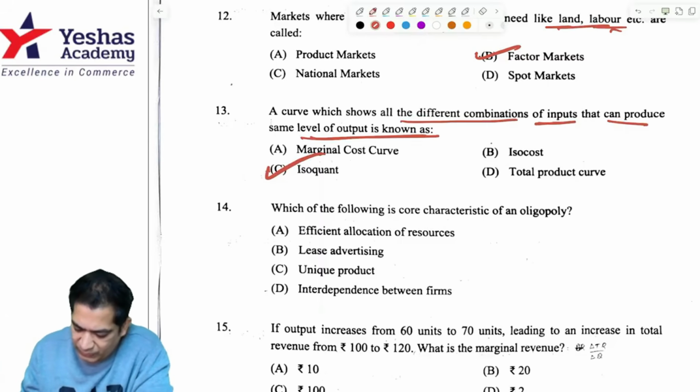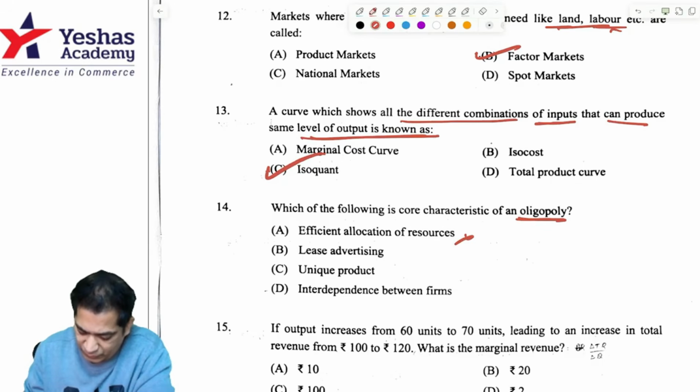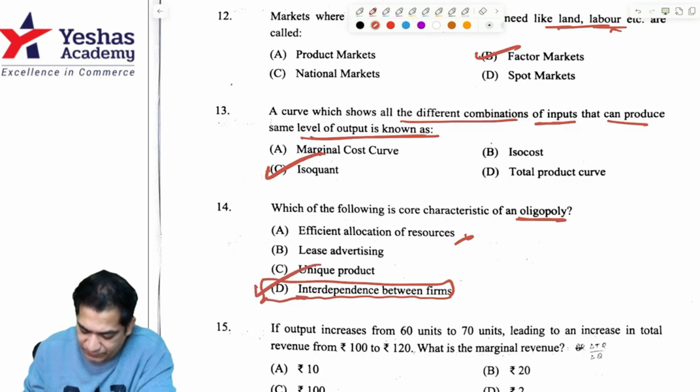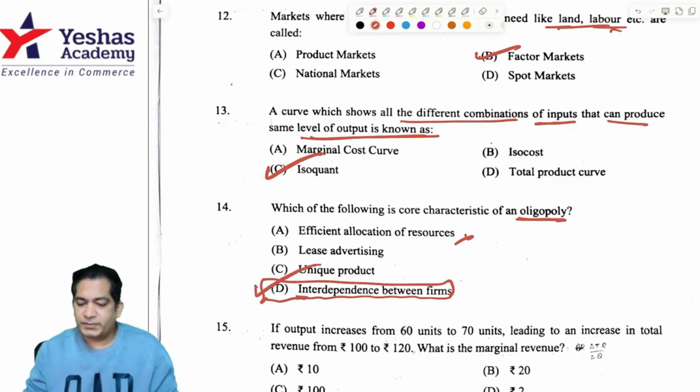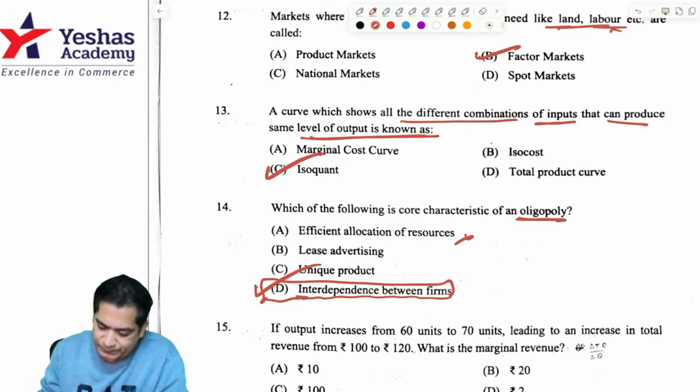Which of the following is the core characteristic of oligopoly? Efficient allocation, no. That happens in perfect competition. Least advertising, unique product, no. Interdependence between firms, yes. If Domino's launches one pizza, then of course Pizza Hut will follow.